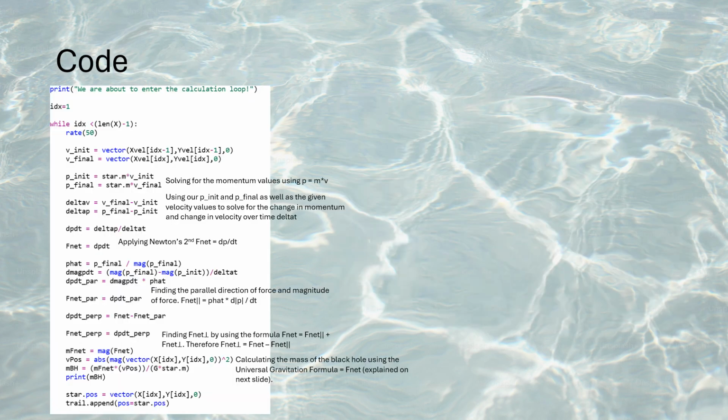We had to fill out the code to solve for the momentum, change in velocity, and F net, as well as the parallel and perpendicular components of F net. We used many principles like p equals mv and the parallel direction of force and magnitude of force. F net parallel equals p hat times d magnitude p over dt, and F net perpendicular is equal to the F net minus the F net parallel. We use this to calculate the mass of our black hole using the universal gravitation formula. We'll explain that on the next slide.